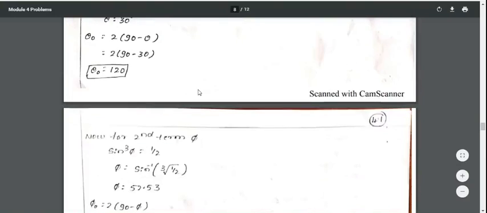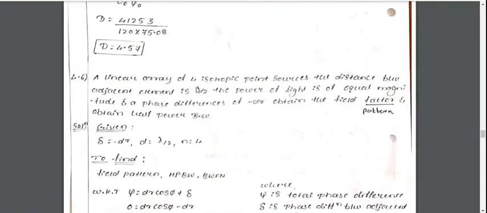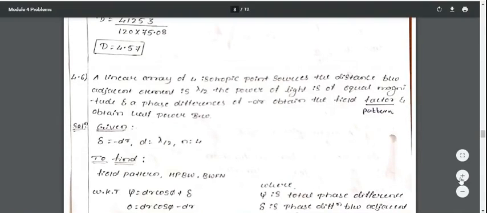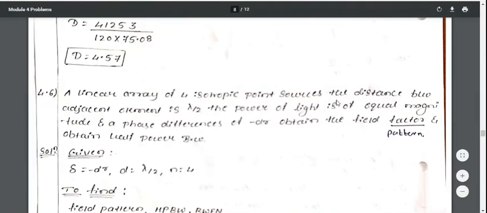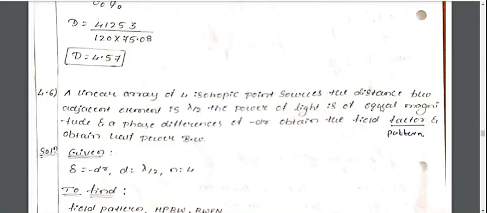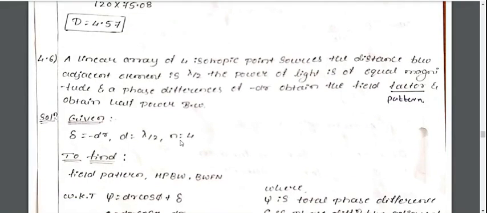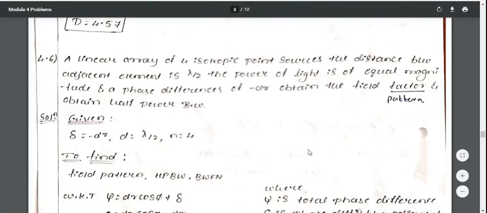Now let us move on to the next problem, 4.6. A linear array of 4 isotropic point sources. The distance between adjacent elements is lambda by 2. The power of the sources is of equal magnitude, and the phase difference is minus d r. Obtain the field pattern or array factor, and obtain the half power beamwidth. Now, what exactly are the given things here? He has given the N here.